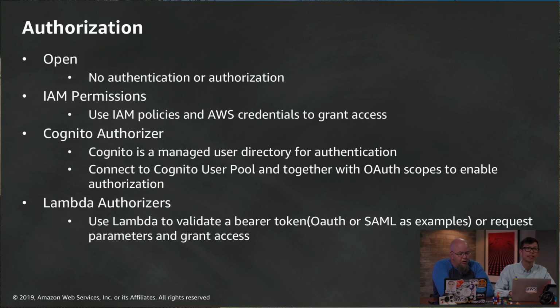Yeah. So, okay, Cognito Authorizer. Yeah, next is Cognito Authorizer. Cognito is the managed user directory service in AWS. What that means is you can manage usernames and passwords. You can reset their passwords. You can create groups and group users into them. And you can also do two-factor auth requirements. So all the great stuff you would expect from a user directory service, right? If you have Cognito Authorizer, it connects to a Cognito user pool, and together with OAuth scopes, it will enable authorization on your APIs.